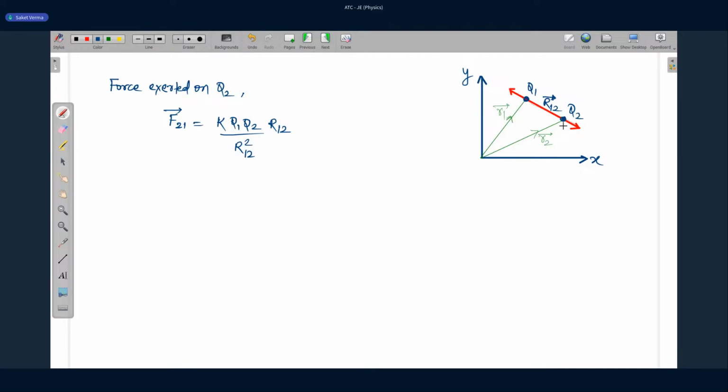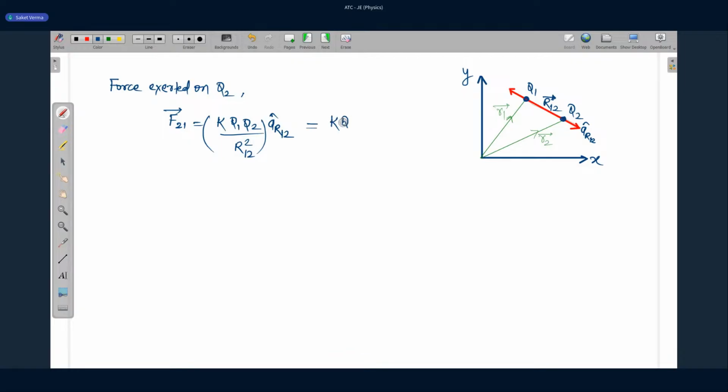So if you want to calculate the force on 2, then you have to join the line from 1 to 2. When I am joining from 1 to 2, I am getting this direction. So this direction I am calling r12 cap. That is the direction of force. So I will write it in this form, r12 cap, because I am writing the vector. The vector will have magnitude and also direction. So the term inside the bracket is the magnitude, and this unit vector will tell you the direction.